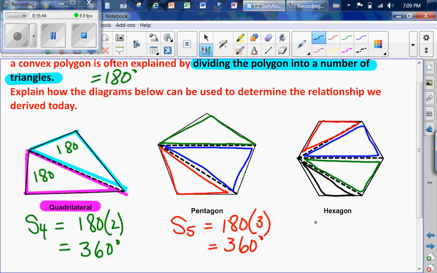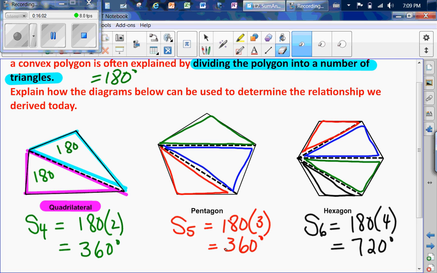So now we are looking at a 6-sided figure. We have 180 degrees and we have 4 of those triangles equaling 180. And if you do the math, it's 720. Oh, I did make a mistake. It's not 360 for the pentagon, take it easy. It is 540.